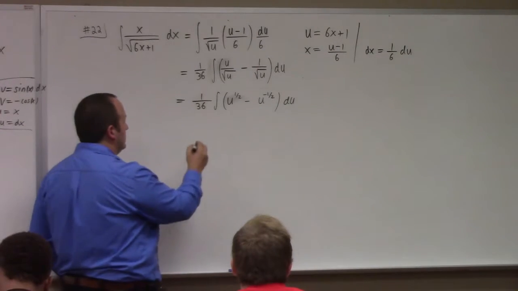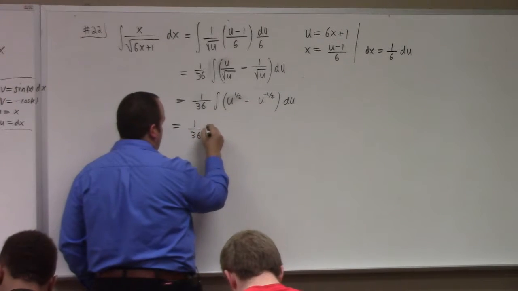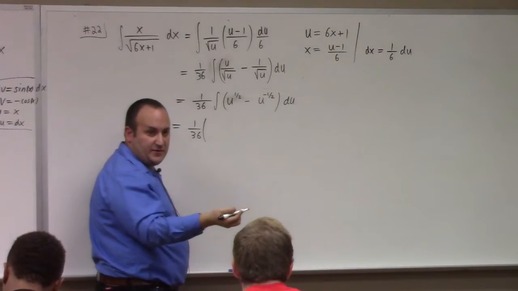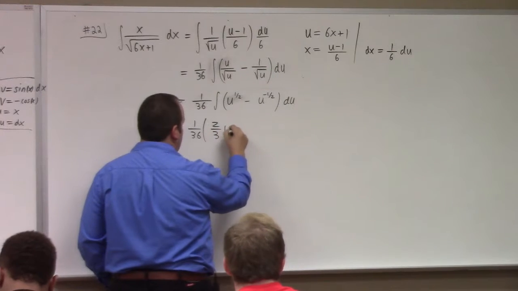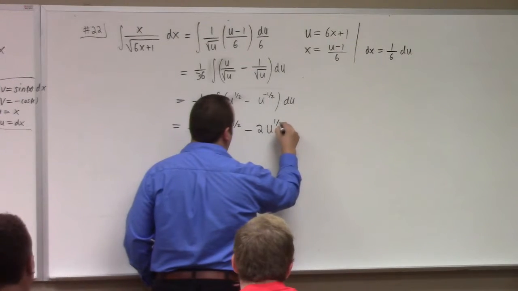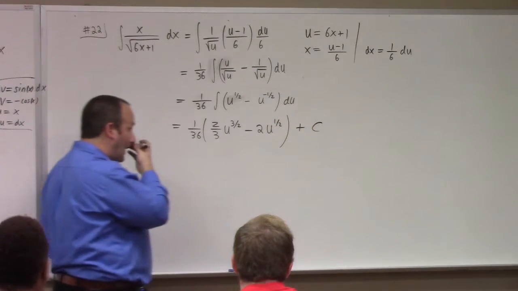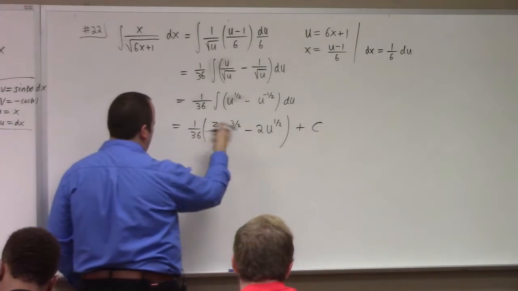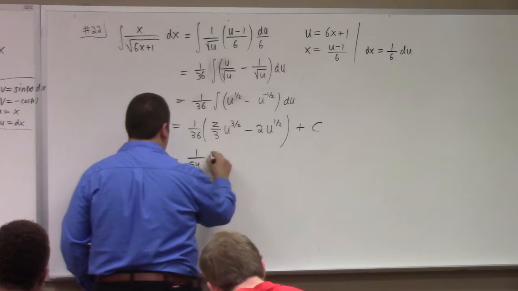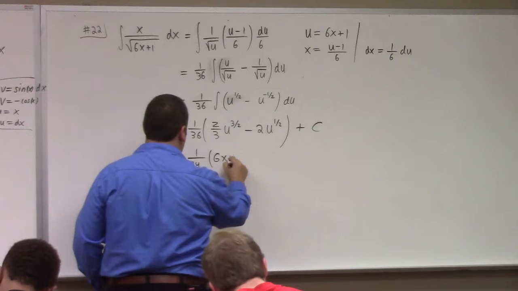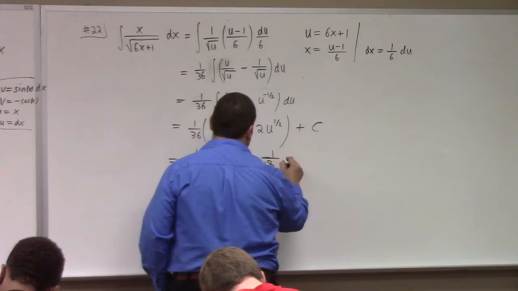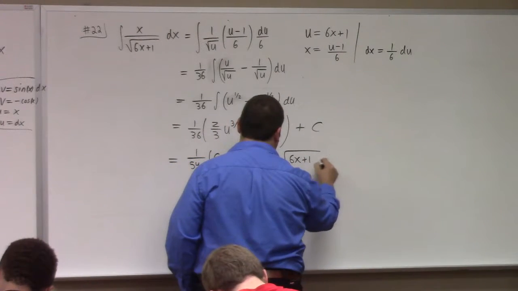Okay, so then integrate. So that's 1/36. 1/2 plus 1 is what? 3/2. You divide by 3/2, it's like multiplying by 2/3, right? So we do 2/3 u to the 3/2, and then minus 2 u to the 1/2 plus a constant. So that's actually, what's 18 times 3? 54? 1 over 54 (6x plus 1) to the 3/2 minus 1/18 square root of 6x plus 1 plus a constant.